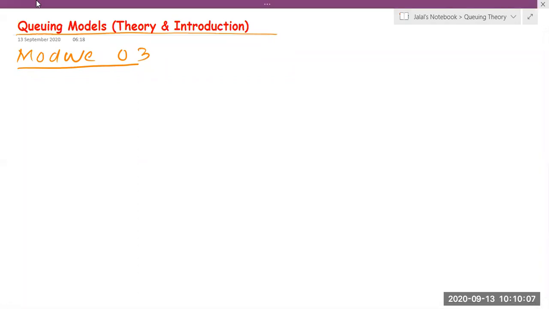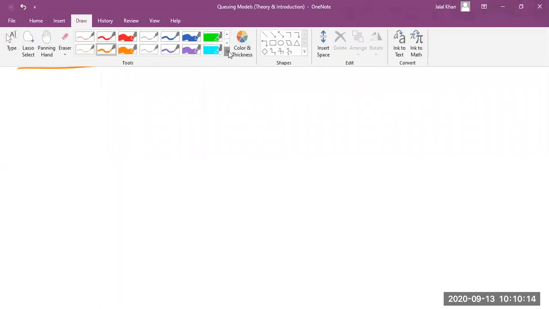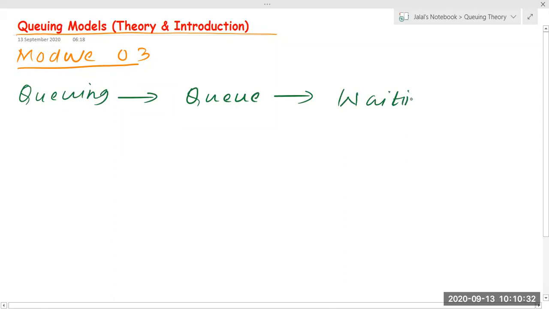Okay, so I'll just change the color. I'll just explain what you mean by queuing. As we all know, queuing is nothing but a line, or you can even say a queue. Queuing is also called a waiting line. In simple terms, queuing model is also called waiting line models. Okay, so you must have seen so many waiting lines.